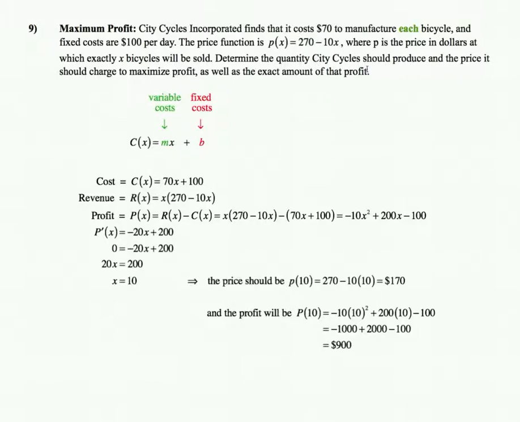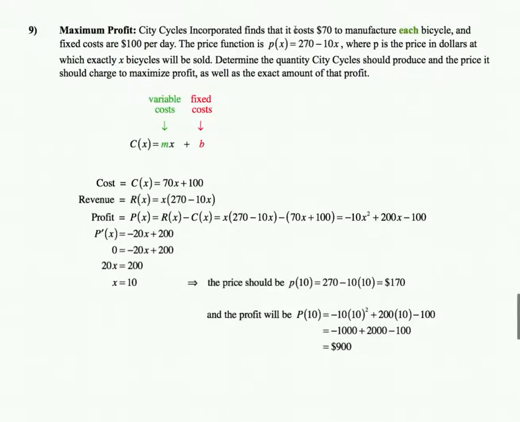So variable costs will be m times x. The variable costs are the cost for manufacturing each item, in this case, bicycles. So it's $70 to manufacture each bicycle, and x is the number of bicycles, so 70 times x is the variable cost portion of this function. And the fixed costs are just stated. Fixed costs are $100 per day.